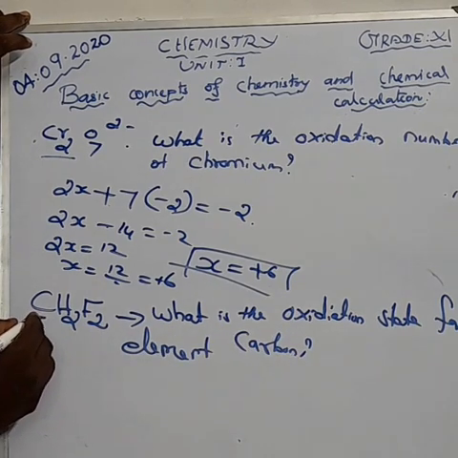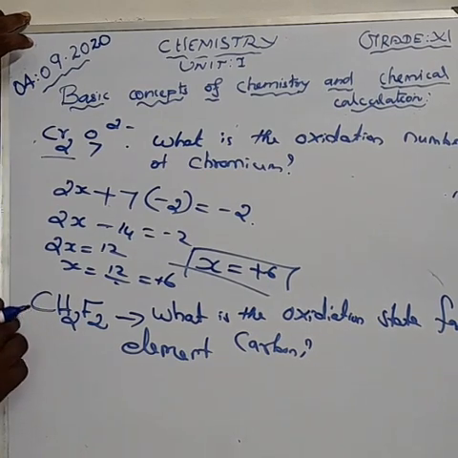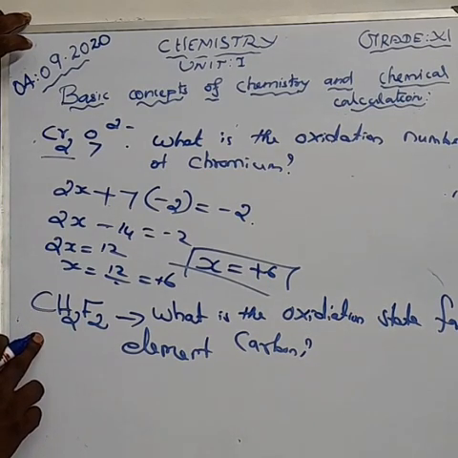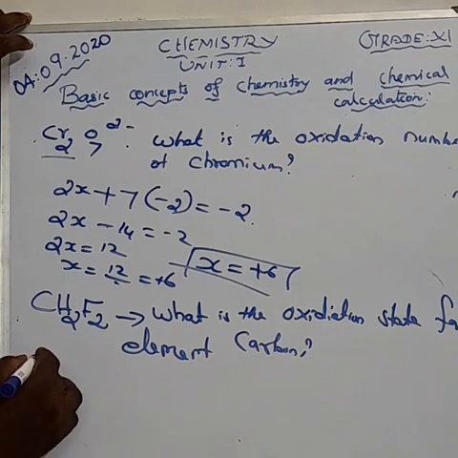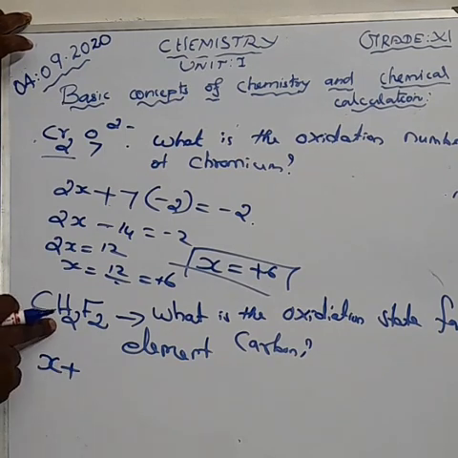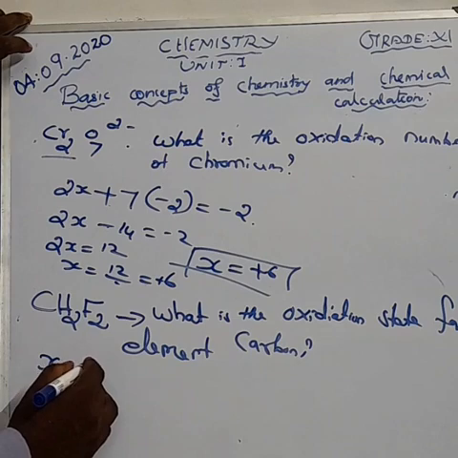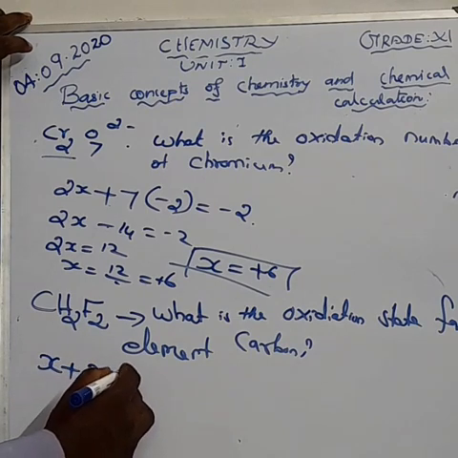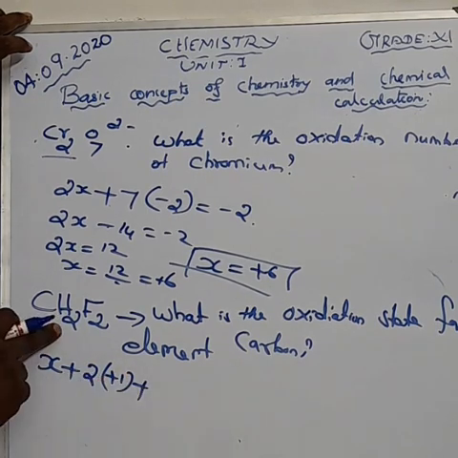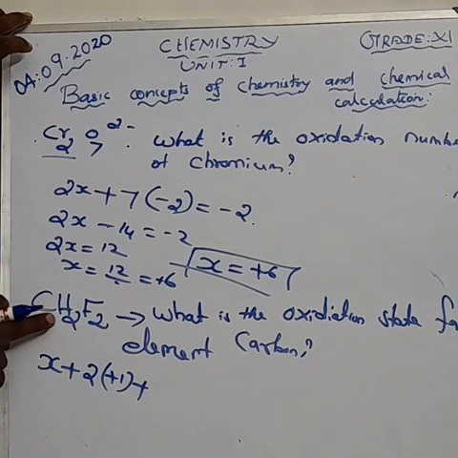Carbon. Okay. Here, carbon should be taken as what? X. Am I right? X plus. Previously I told you that hydrogen value is how much? Plus 1. So how much hydrogen is there? 2 hydrogen. So 2 into plus 1.